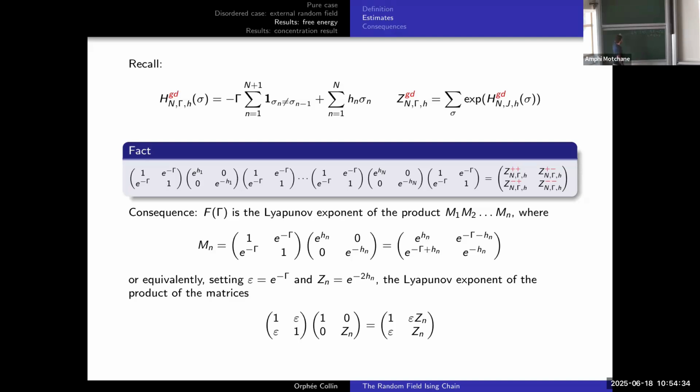The existence of this limit is also fairly easy to obtain using Kingman's subadditive ergodic theorem. For example, because it does not depend on the chosen norm due to equivalence of norms in finite dimension, you can take a submultiplicative norm and easily show that this convergence occurs almost surely and in L1.